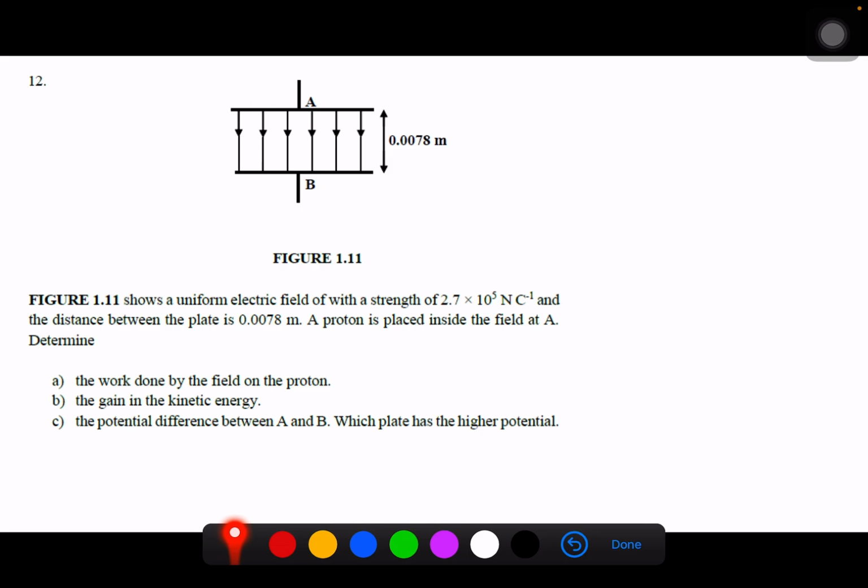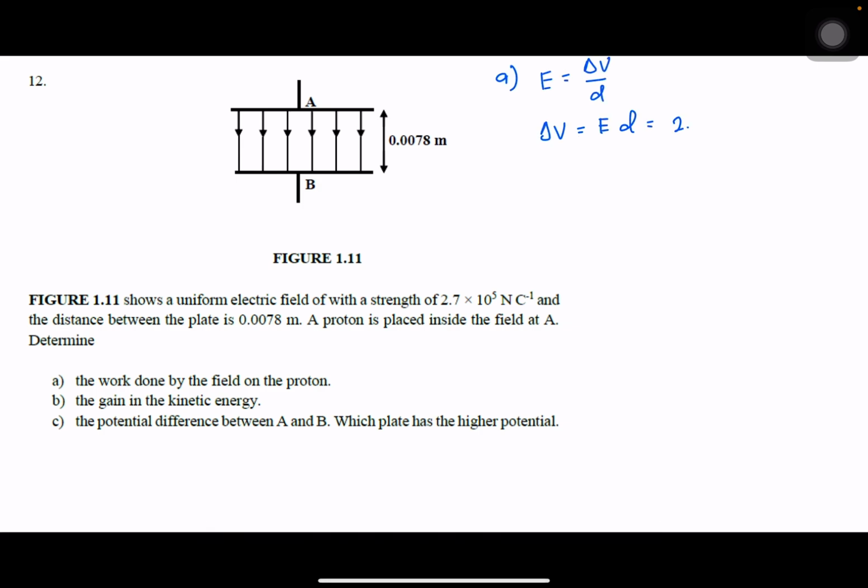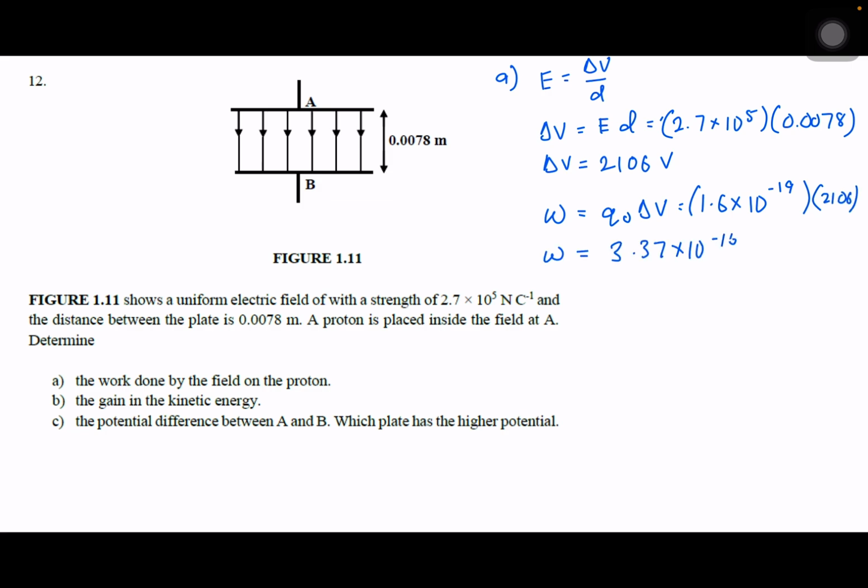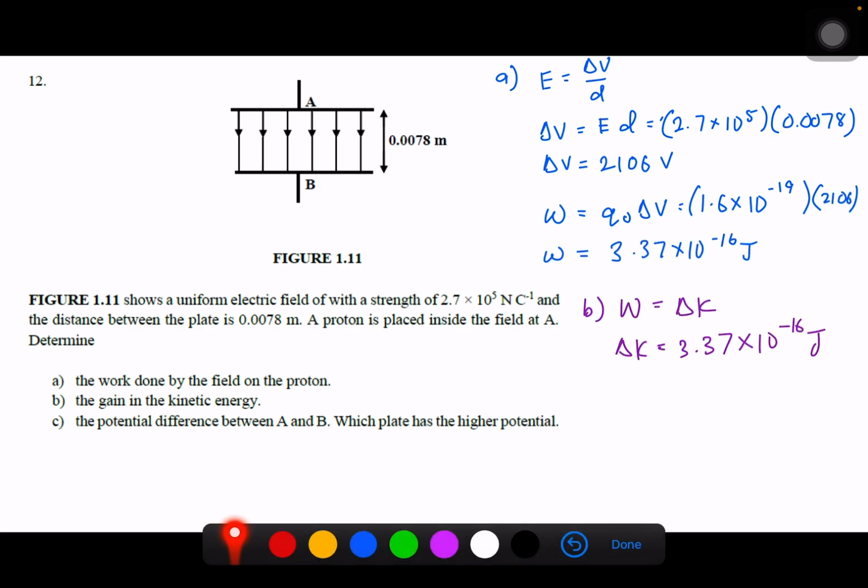So this one, if you have two metal plates A and B, you will expect this to be a uniform electric field. Question A, they want to find the work done by the field on the proton. Okay, so if you want to find the work done, obviously you have to use q0 delta V. q0 for a proton is basically just its charge, 1.6 times 10 to the negative 19. But you have to find the delta V first.